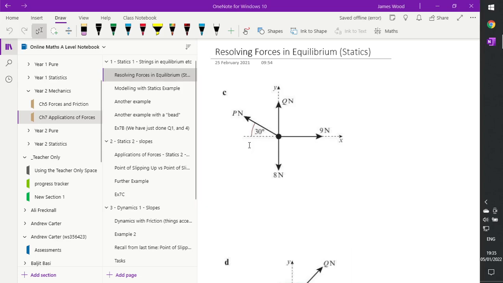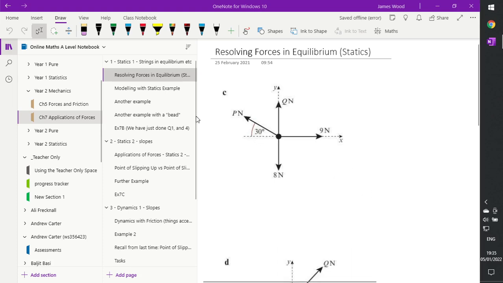In this chapter, which is called Applications of Forces, we're basically going to have a look at how we apply all of the concepts that we learned in chapter 5 about friction and resolving forces and slopes, and just apply it to lots of different contexts, essentially in different scenarios.